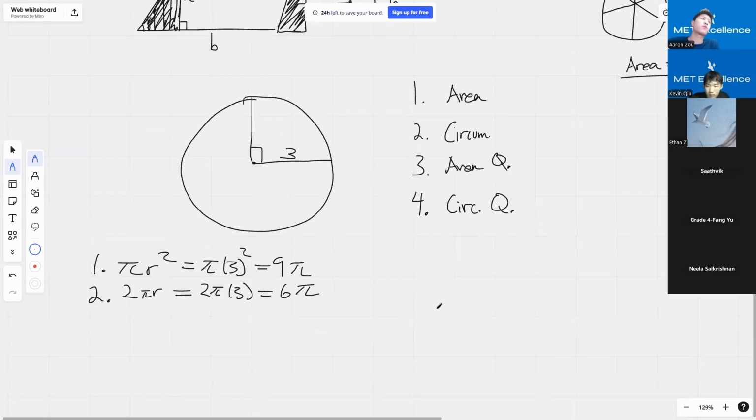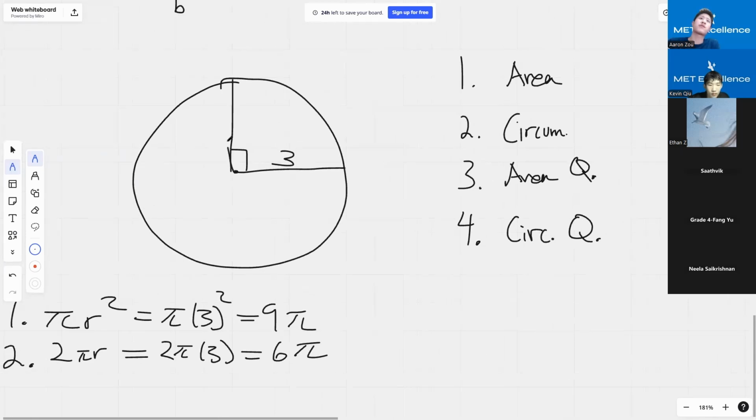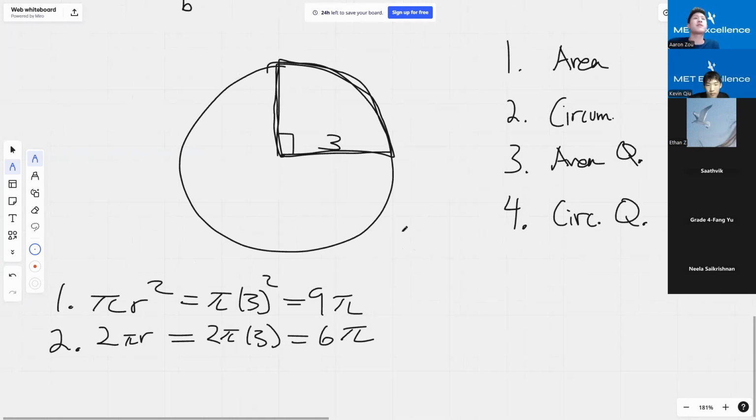But for the quarter circle, this quarter circle right here, well, that's a little harder, right? But as Sparse mentioned, you can just divide by 4. It is a quarter circle after all, so it has 1/4 of the area and 1/4 of the circumference.